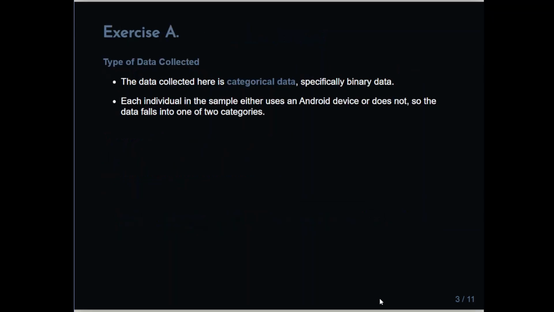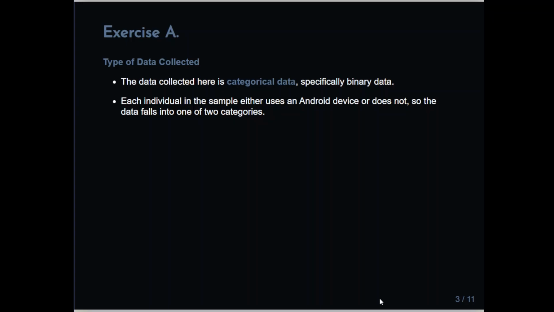Okay, so part A, or question A. The type of data collected here is categorical data, specifically binary data. So essentially we're asking the people, do you own an Android device? Yes or no. Simple as that. And that is why it's categorical data.